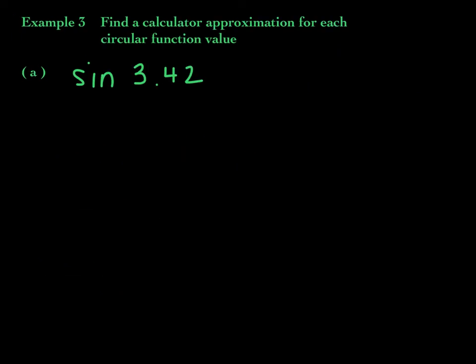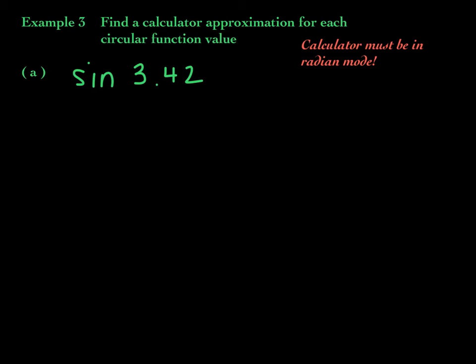Our next example asks us to find a calculator approximation for sine of 3.42. Now, please do not misunderstand this. 3.42 is in radians. We know that because there's no degree measure, so this must be understood to be in radians. Because of that, please double check your calculator. Make sure it's in radian mode.